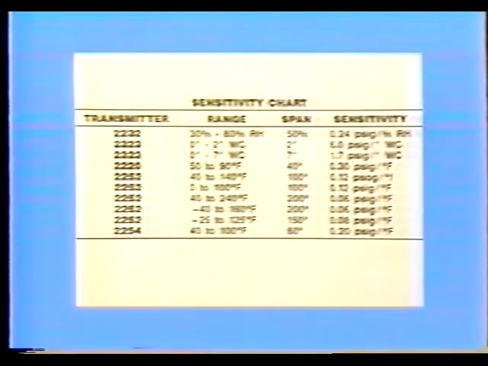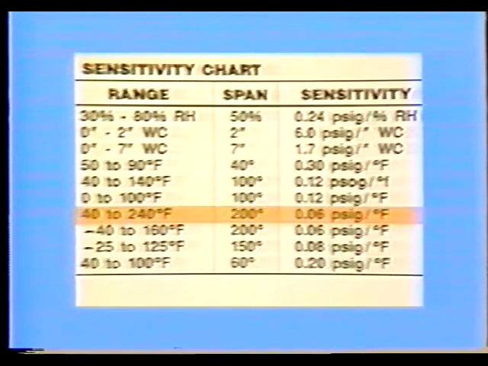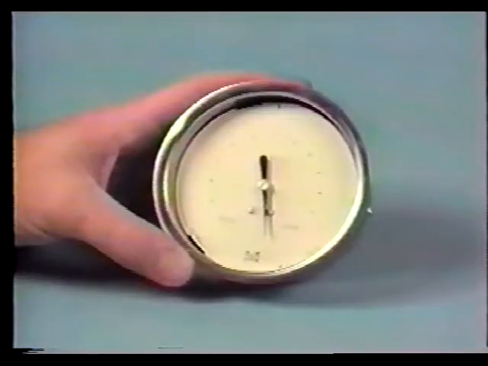This is a sensitivity chart for the various Robert Shaw transmitters. Examples here are a 0 to 100 degree transmitter having a sensitivity of 0.12 pound change per degree of temperature change. A +40 to 240 degree Fahrenheit transmitter will provide a 0.06 pound change per degree of temperature change. With a pressure gauge and knowledge of the sensitivity of the transmitter involved, the sensed temperature can be obtained.